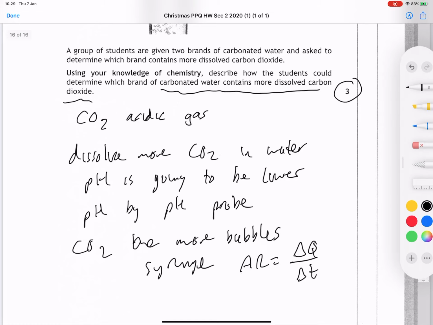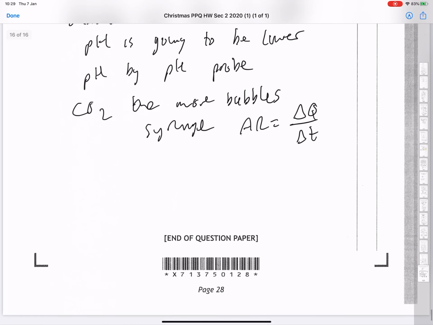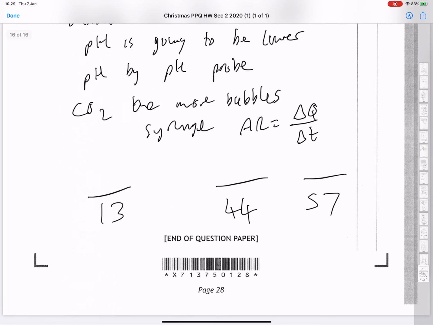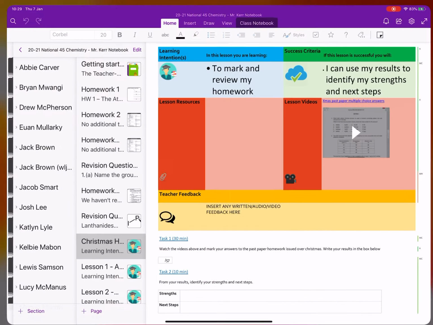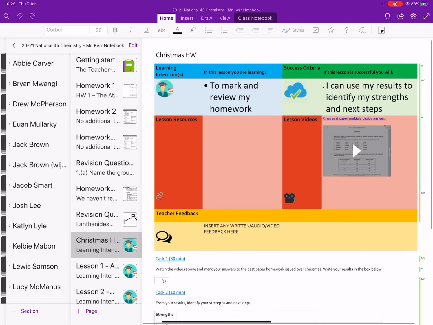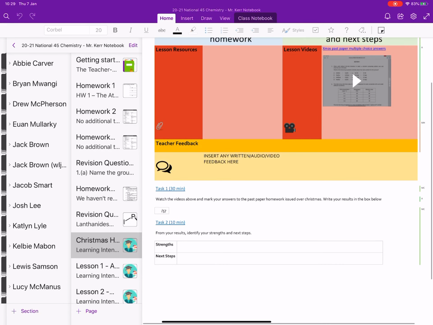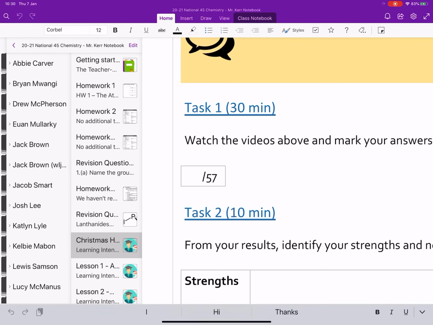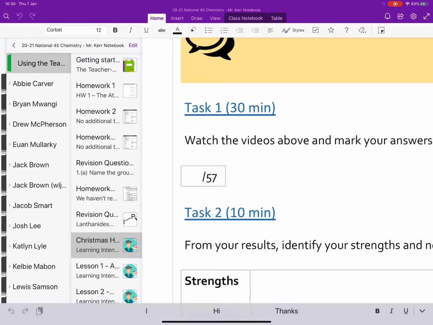So I think that completes that. The multiple choice was out of 13, this part was out of 44. You should give yourself a mark out of 57 in total. Once you've done that, if you go to your OneNote and the Christmas homework section, you've got a section here. Please write what you got out of 57 in here, so I can have a look.